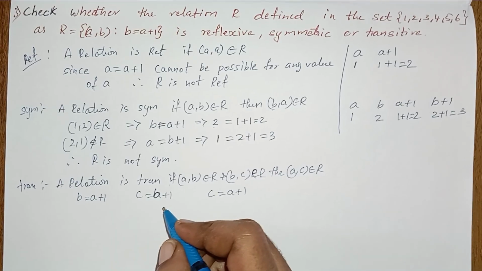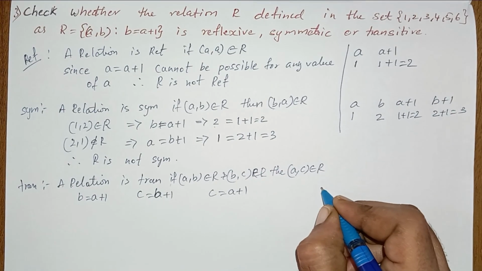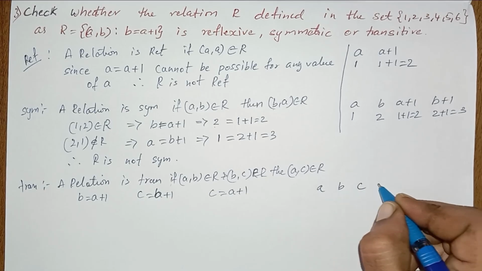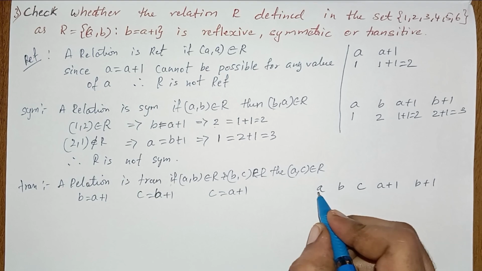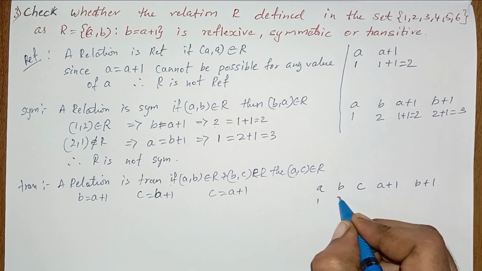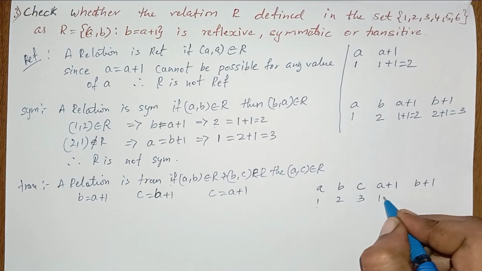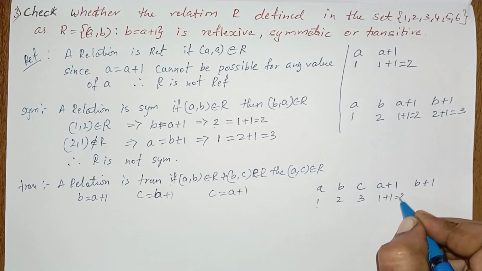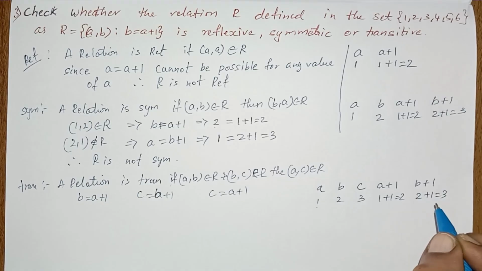So we'll take values and check whether this satisfies the condition or not. So here A, B, C, and here you have A plus 1 and B plus 1. If we take the value of A as 1, then B is 2 and C is 3. So A is 1, so 1 plus 1 you get 2, and B value is 2, so 2 plus 1 you get 3. Now we will check for each value.